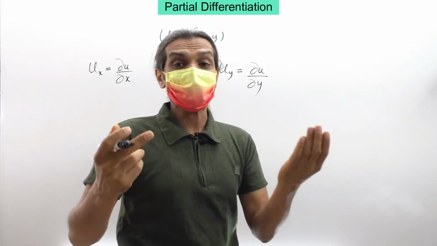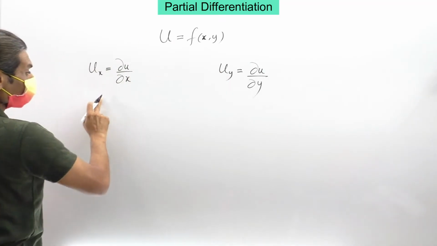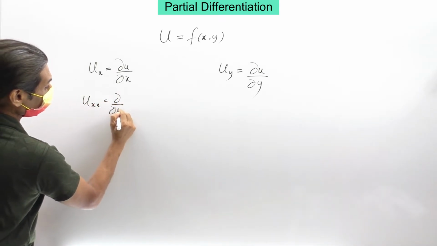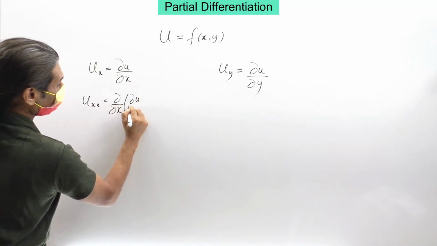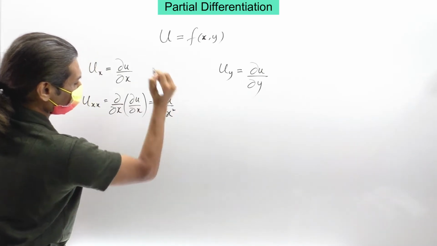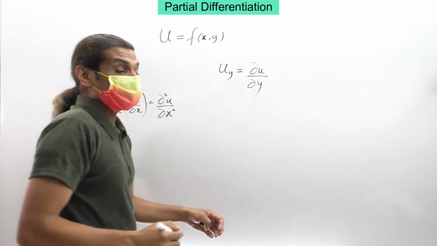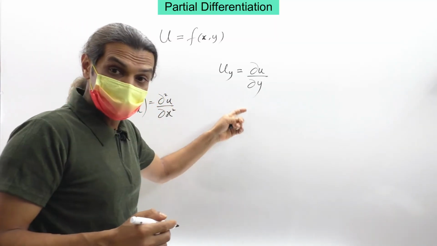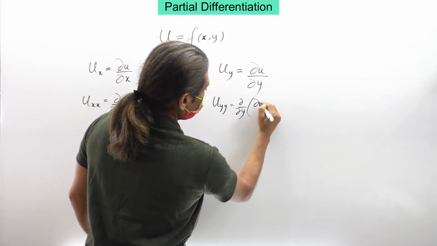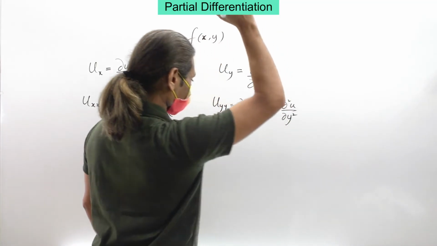Some textbooks refer to it as f double x. Since I take the function as u here, I am writing u x, u y, and this higher order derivative will be u double x is equal to, again dou by dou x, again partial differentiation with respect to x of dou u by dou x, that becomes dou square u by dou x square. Getting it? u x is dou u by dou x, u double x is dou square u by dou x square. Similarly, for the higher order derivative of u y, again differentiate u y with respect to y. So u double y will be dou by dou y of dou u by dou y, that will be dou square u by dou y square.